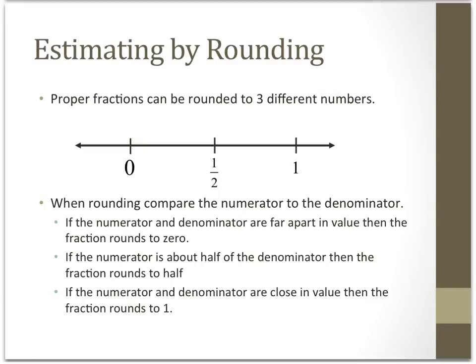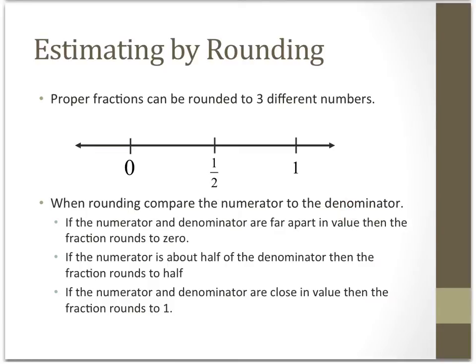Another way we can estimate is by rounding our fractions. What I want to talk about is proper fractions, again where the numerator is smaller than the denominator. We have 3 different ways. It can be rounded to 3 different numbers. I can round a fraction to 0, a half, or a whole, because all proper fractions are between 0 and 1. When we round it, we want to compare the numerator to the denominator.